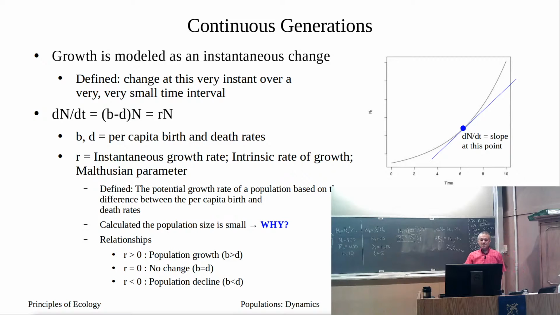Now, why does it take on all these different names? Well, instantaneous growth rate, hopefully it's a growth rate at this very instant. All right? Intrinsic rate of growth, this is inherently built into our population. This is our growth rate. What about the Malthusian parameter? Why did it get called that? Any guesses?